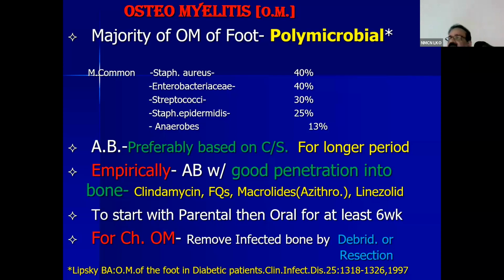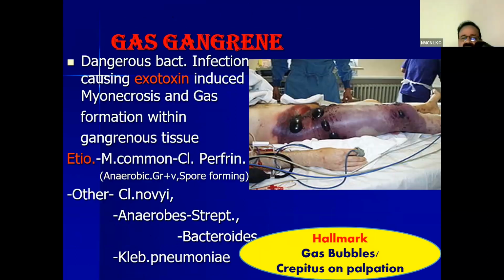Now you remember these antibiotics also, which have good bone penetration. You can note down clindamycin, fluoroquinolones, macrolides like azithromycin, and linezolid. They are the antibiotics which have better bone penetration. They should be given to start with parenterally and later can be shifted to oral for 6 weeks. And for chronic osteomyelitis, you should remember that you should remove the infected bone part. Because if the sequestra remains inside, that bone lying inside, it may not heal, whatever you do. So surgically, you have to remove that bone sequestra.